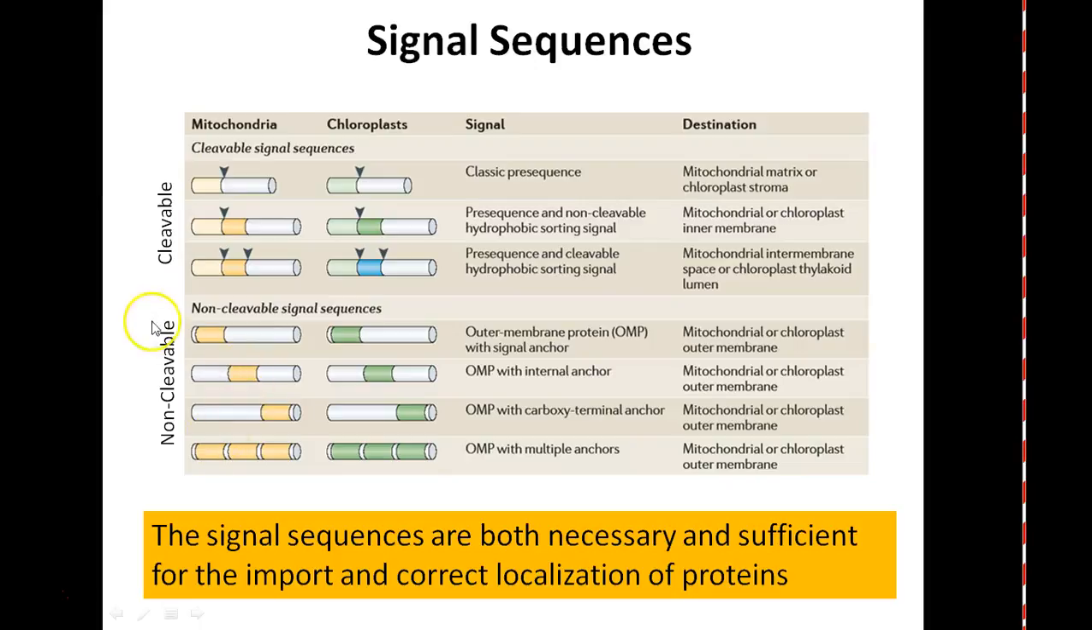We also have non-cleavable sequences that are positioned more into the center of the protein, and they are typically important in the targeting of the protein and telling it to embed into one of the membranes, either outer or inner membrane. So they have hydrophobic properties, and they tell other components of the import machinery that this protein has to go to one of the membranes.